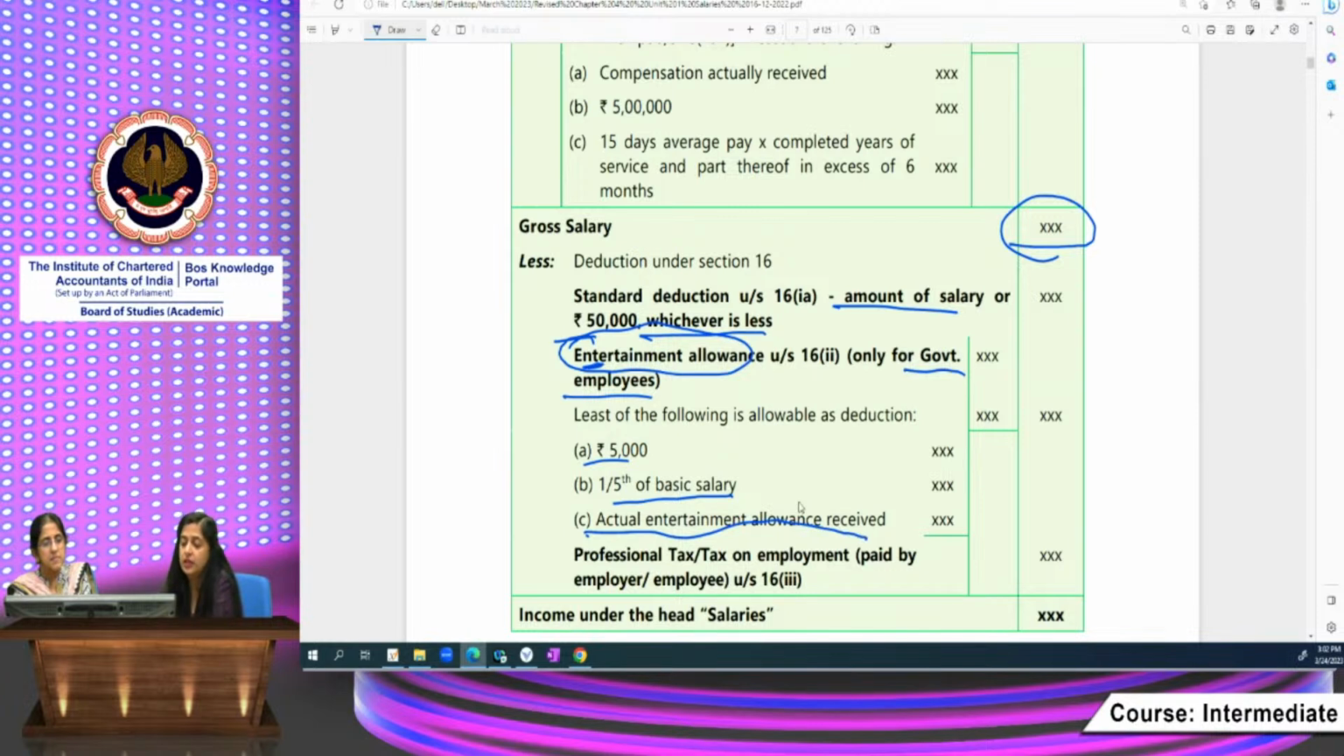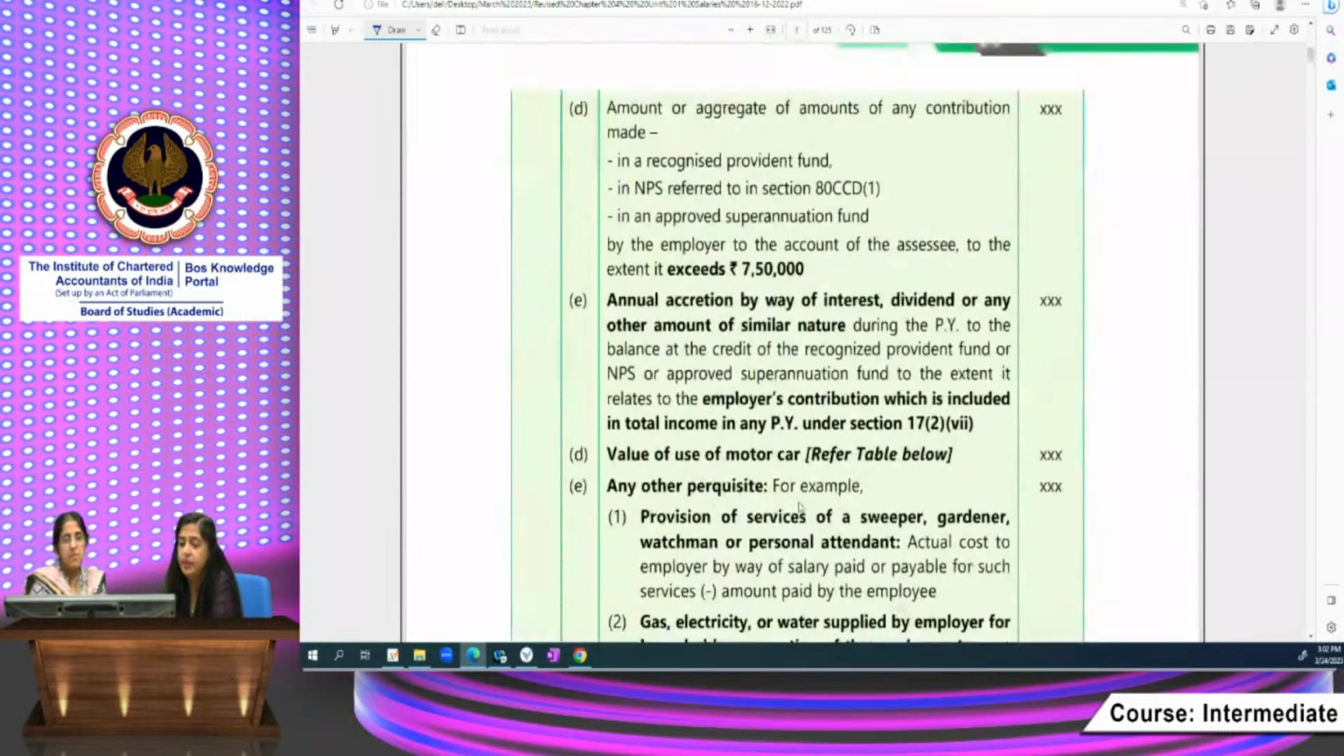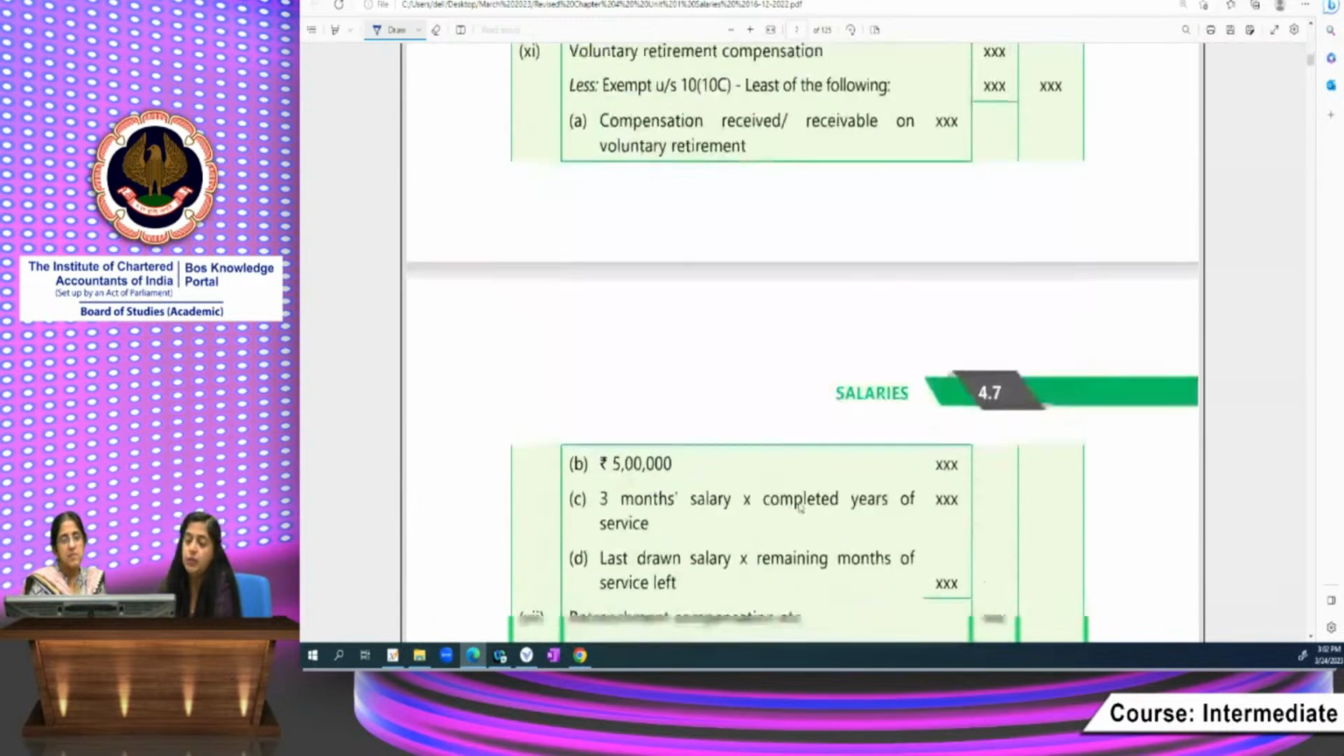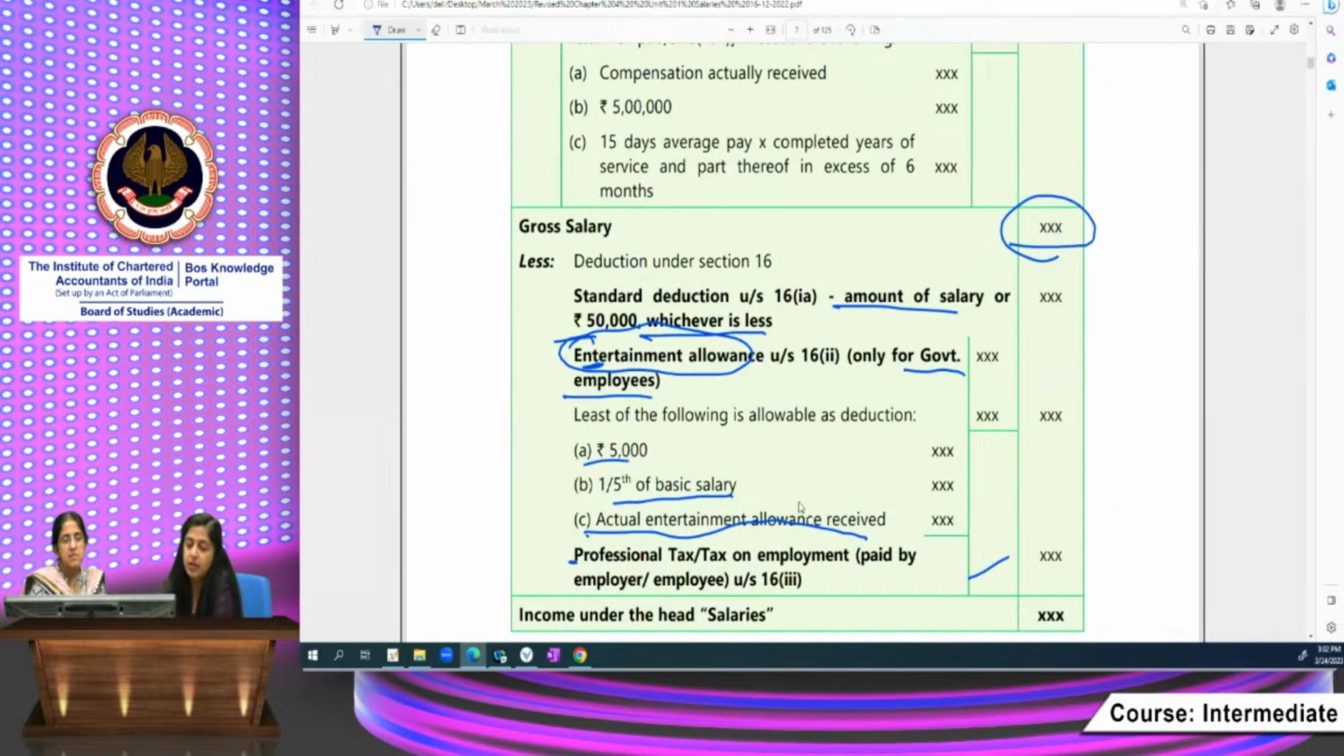Then the next one is professional tax, or tax on employment. Whether it is paid by you or your employer, you will get the deduction in both cases. If professional tax is paid by the employee, then he will get the deduction here. But if the professional tax is paid by the employer, firstly it will be your perquisite, because this is your obligation which is paid by the employer, and then you will get the deduction in that respect. So firstly you include it in your salary, then you get the deduction. Then you will get the salary which is chargeable under this head.